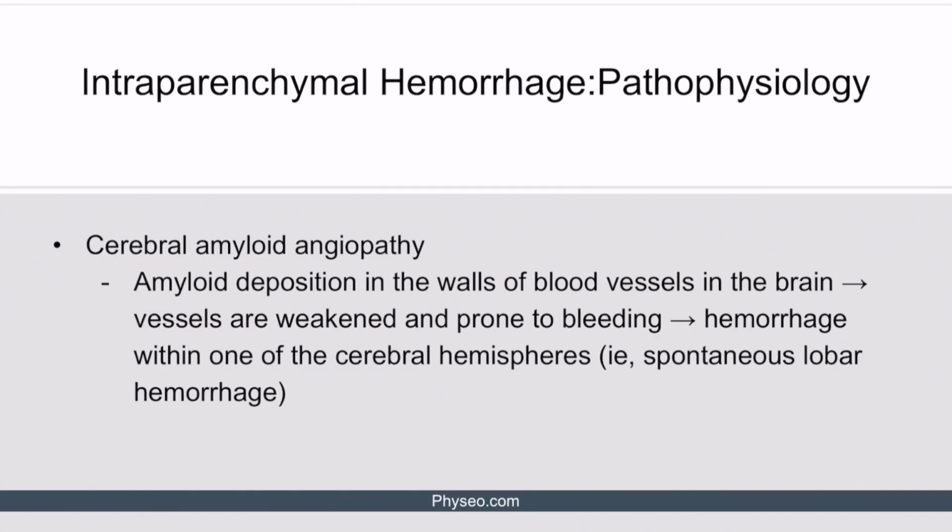Another condition that can lead to intraparenchymal hemorrhage is cerebral amyloid angiopathy. It is caused by amyloid deposition in the walls of blood vessels in the brain. This weakens them and increases the chances of vessel rupture. Rupture will cause a hemorrhage within one of the cerebral hemispheres. Clinicians sometimes refer to this as a spontaneous lobar hemorrhage, which is non-traumatic.